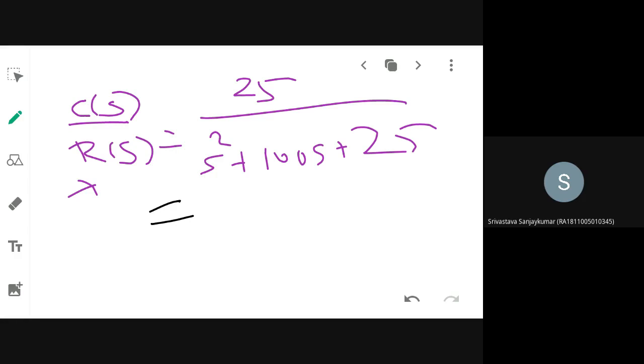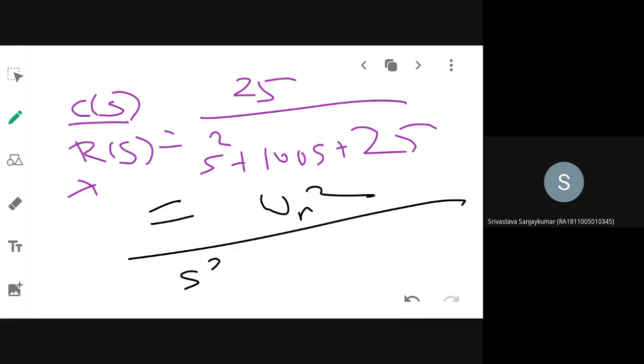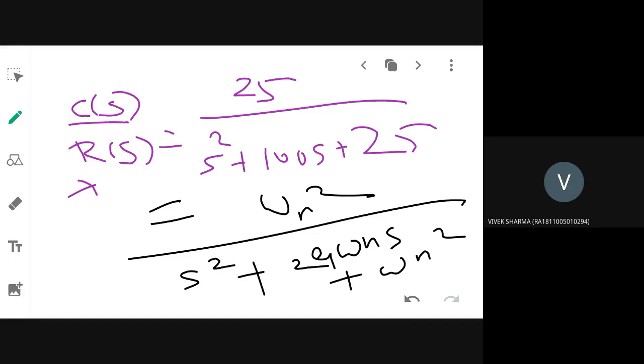Come on, people, tell me the answer. Omega n squared divided by s squared plus 2 zeta omega n s plus omega n squared. Okay, just equate whatever function they give to the general formula.